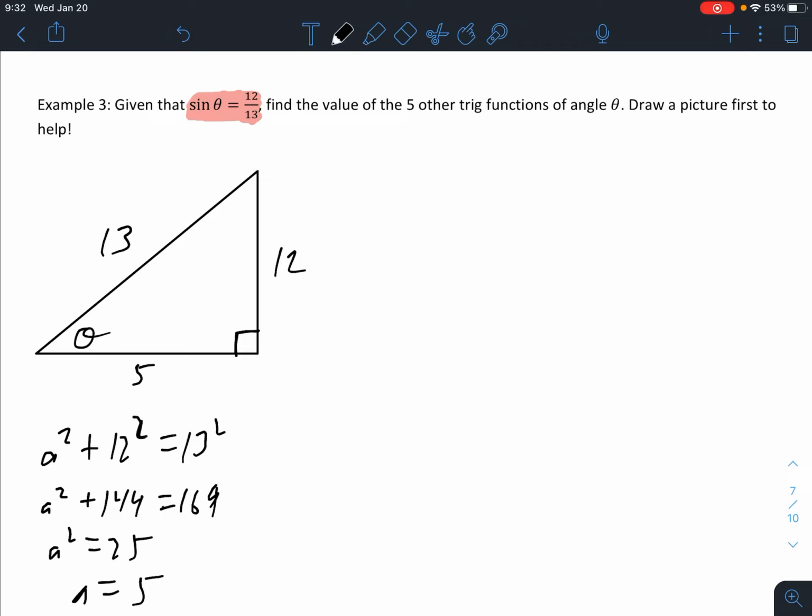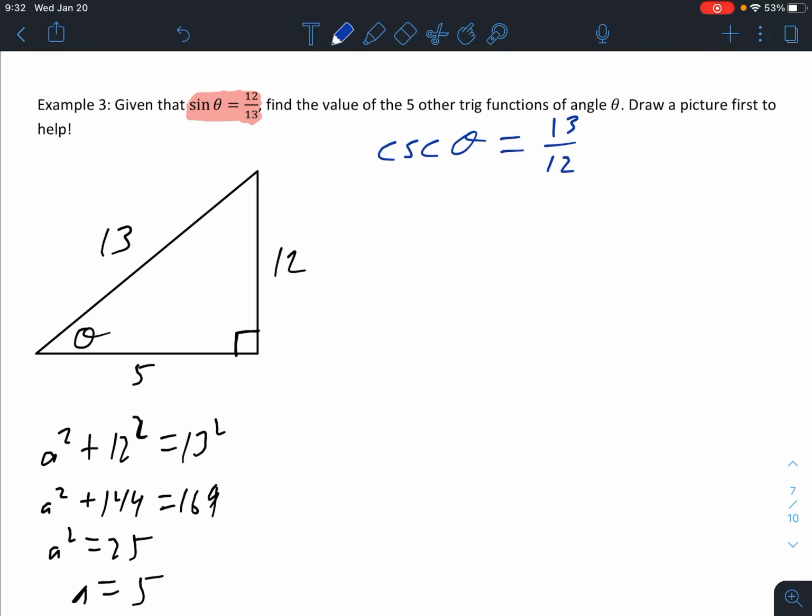Now I can find the other 5 trig functions. We don't have to find the sine because it was already given to us. And in fact, without even doing the triangle, we could have found one of the functions. We could have found the cosecant, because remember, cosecant is just the reciprocal of sine. So our cosecant is just 13 over 12. But now for the other 4, we're going to need to look at the triangle.